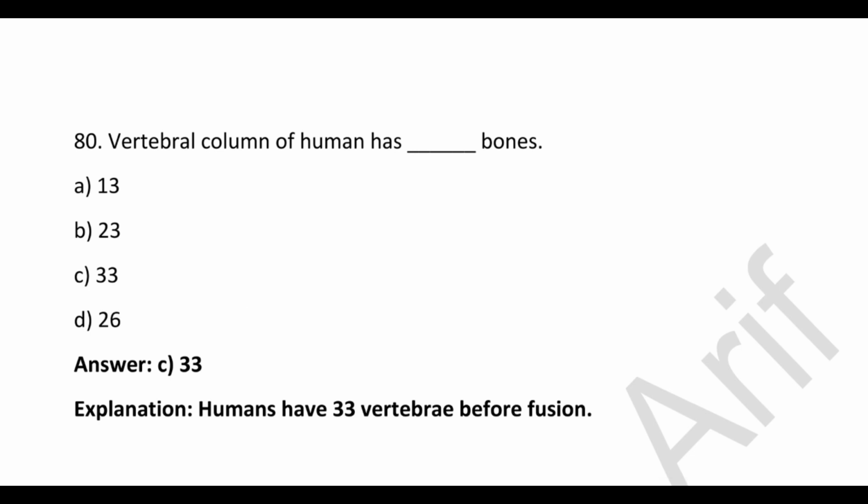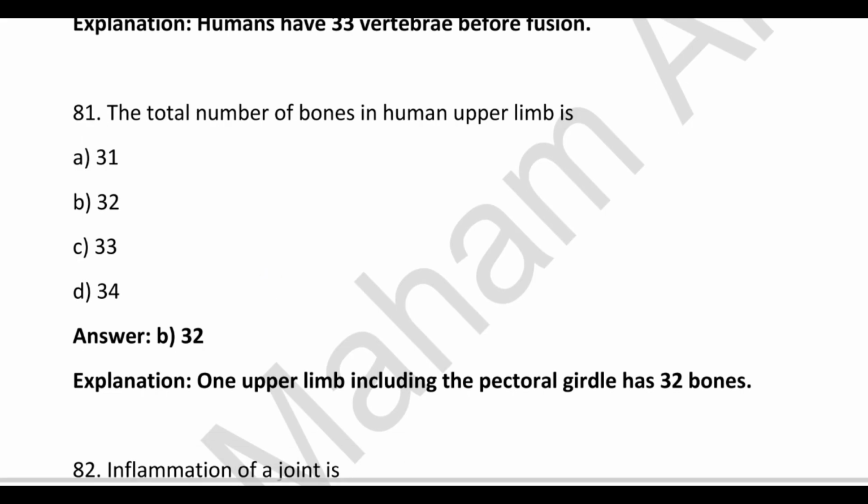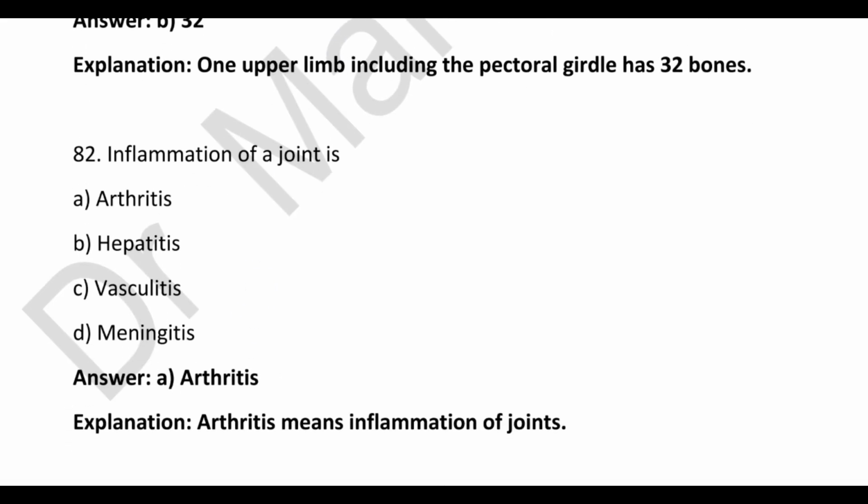Vertebral column of human has dash bones. Correct answer is option C, that is 33. Humans have 33 vertebrae before fusion. The total number of bones in human upper limb is, correct answer is option B, that is 32, because one upper limb including the pectoral girdle has 32 bones. Inflammation of a joint is, correct answer is option A, that is arthritis, because arthritis means inflammation of joints.